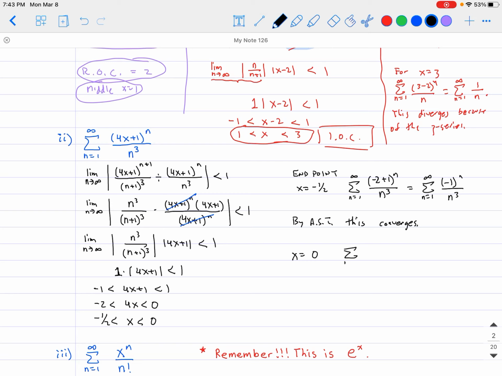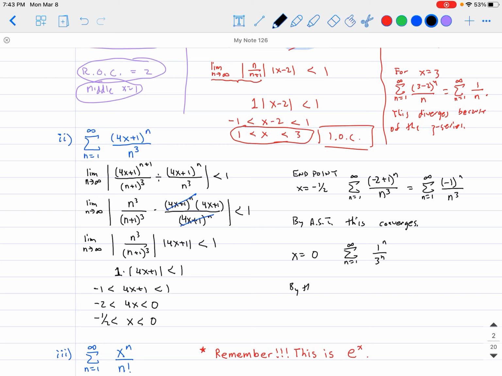That's going to give us the summation from n equals 1 to infinity. If I plug in x is equal to 0, that's going to give me 1 to the nth power divided by n cubed. This right here is supposed to be convergent as well, because it looks like this is a geometric series right here.